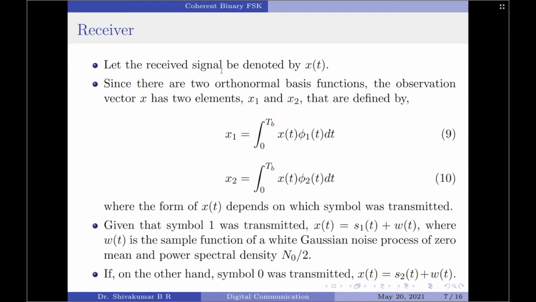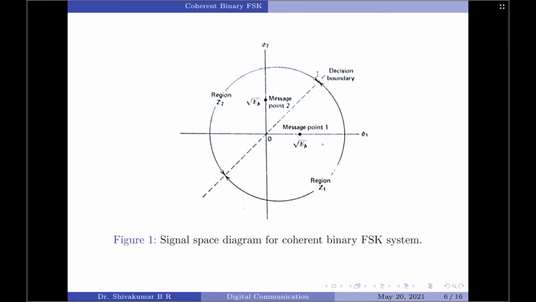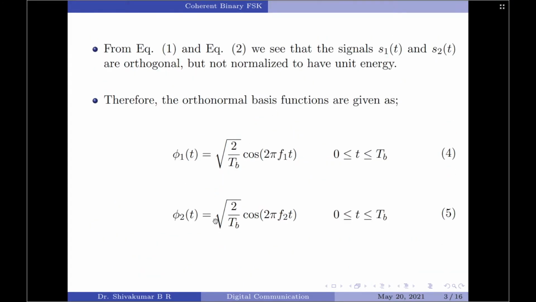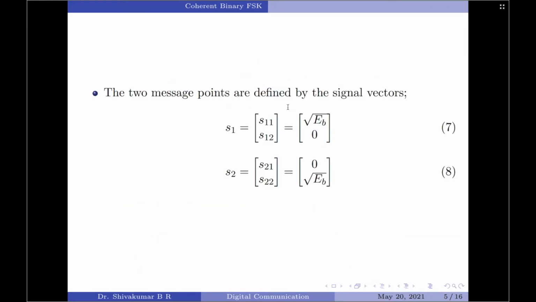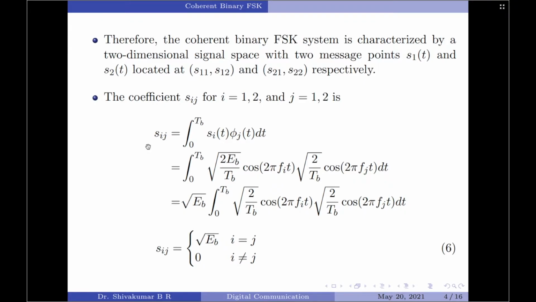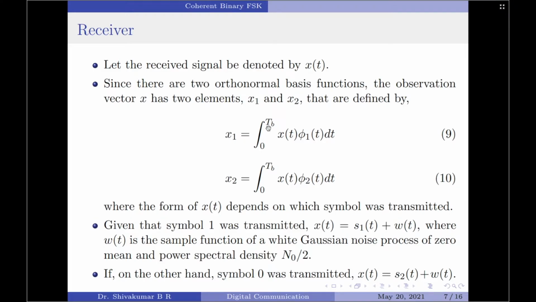Let us now move on towards the receiver. Let us start by saying the received signal is denoted by x of t. Now, as we have previously said, there are two orthonormal basis functions at the transmitter. Therefore, the received signal point, also called the observation point, will have two elements given by x1 and x2. I can write expressions for x1 and x2 just like what I have done for Sij, that is, by using the second equation in the Gram-Schmidt orthogonalization. x1 equals integral 0 to Tb of x of t into phi 1 of t dt, and x2 equals integral 0 to Tb of x of t into phi 2 of t dt.